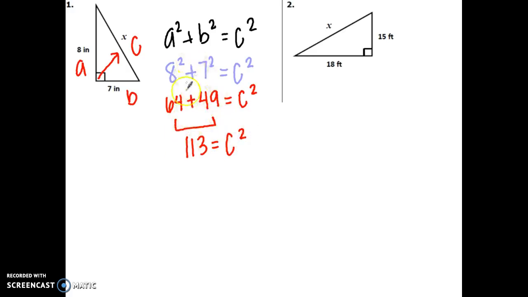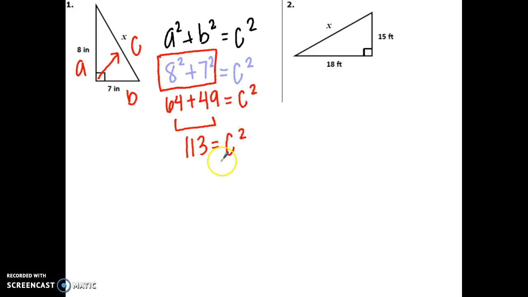You can do it step by step like I did right now, but we can also input all of this into our calculator right away. So we could say 8 squared plus 7 squared and jump straight to 113. So you can do that, or you can do it step by step. It doesn't really matter. We will be getting the same answer. And then we are left with c squared is equal to 113.